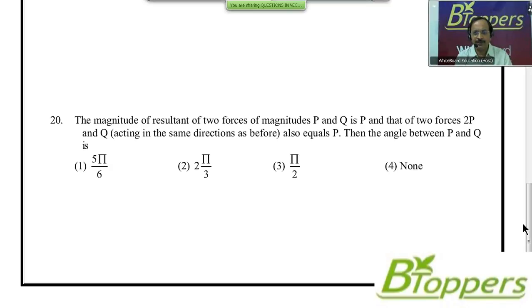That means in the first case, the magnitudes of the two forces are P and Q, and you may assume theta to be the angle between the two forces. Second case, the magnitudes of the two forces are 2P and Q, the angle between them is again theta, same. That means the angle between the two forces is theta in both cases, because the directions of the two forces are not changed. Only the magnitude of the first force is doubled.